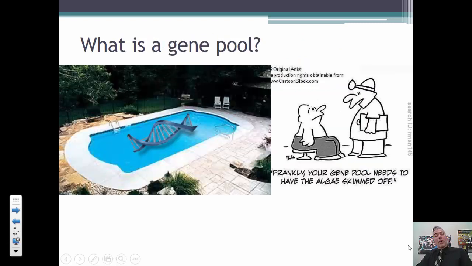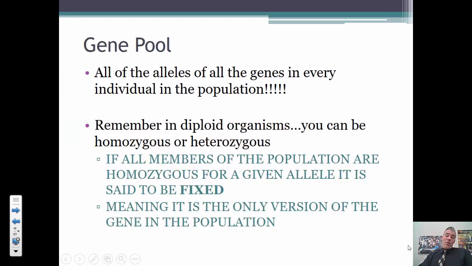The next definition you have to know is a gene pool. If I were to, for some reason, get a pool, you can be sure that I would put that at the bottom of it just because that's how I am. Kind of weird. But what is a gene pool really? A gene pool is all of the alleles of all the genes of every individual in a population.